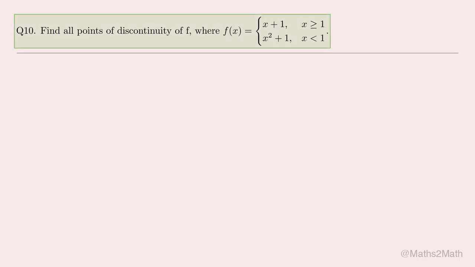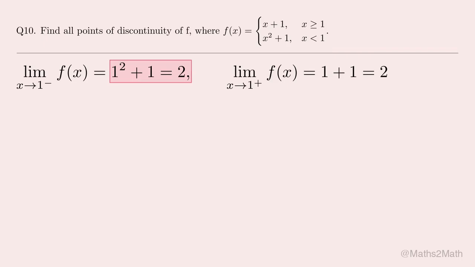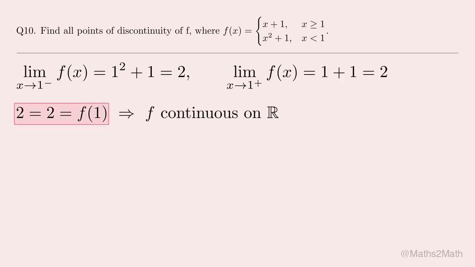Question 10. A line meets a parabola at x equals 1. Both pieces are polynomials, so only the junction needs the two-sided test. At 1, the left limit uses the parabola, the right limit uses the line. Both equal 2, which is also f of 1. So f is continuous at the junction and everywhere else by the polynomial pieces.